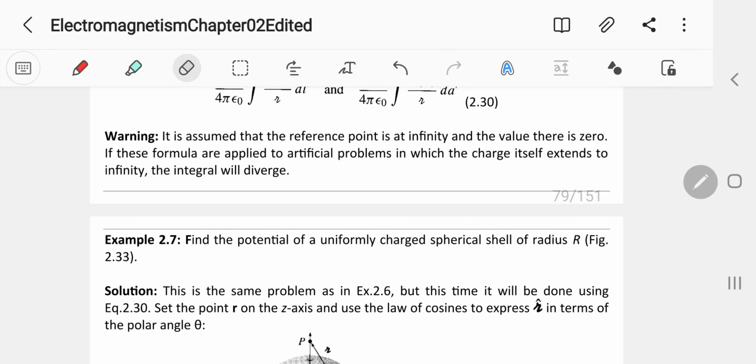Warning: it is assumed that the reference point is at infinity and the value there is 0. If these formulas are applied to artificial problems in which the charge itself extends to infinity, the integral will diverge.